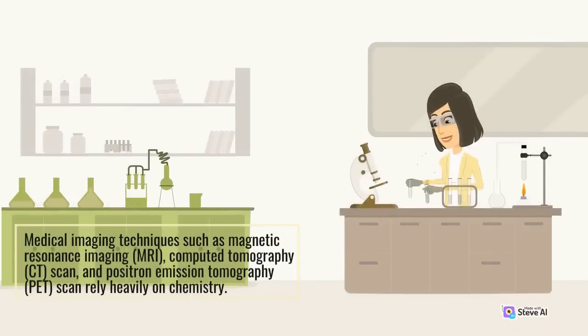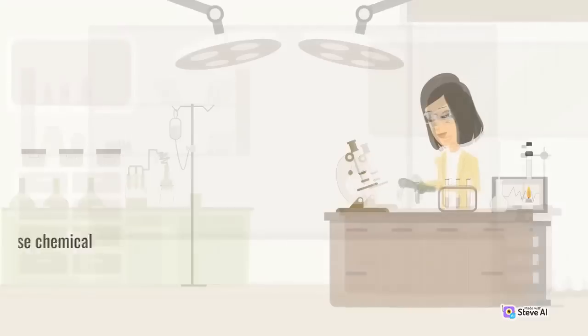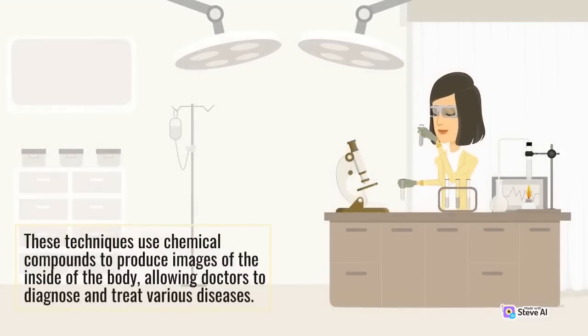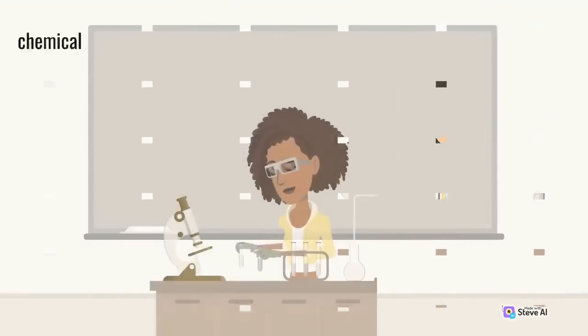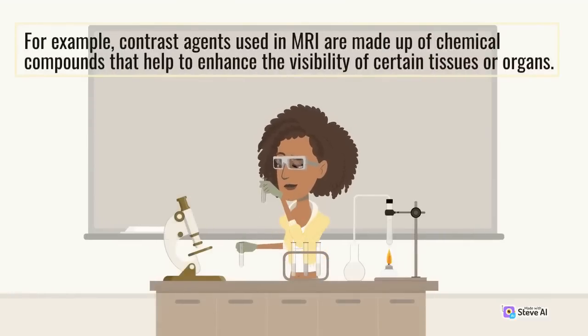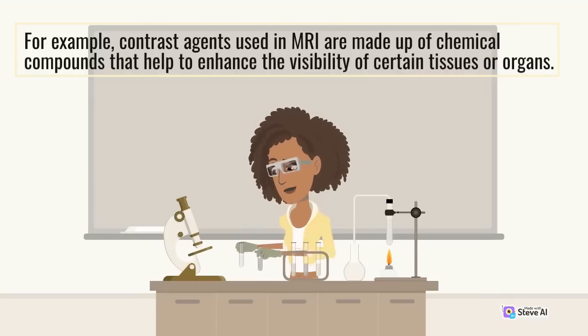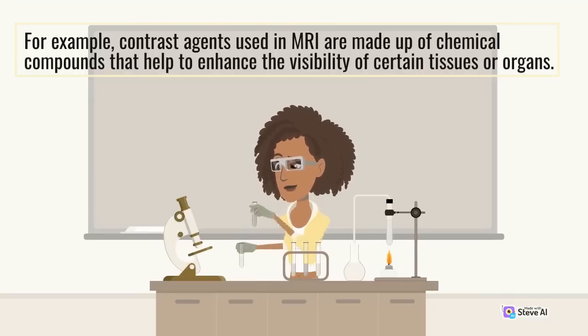Medical imaging techniques such as magnetic resonance imaging, MRI, computed tomography, CT scan, and positron emission tomography, PET scan rely heavily on chemistry. These techniques use chemical compounds to produce images of the inside of the body, allowing doctors to diagnose and treat various diseases. For example, contrast agents used in MRI are made up of chemical compounds that help to enhance the visibility of certain tissues or organs.